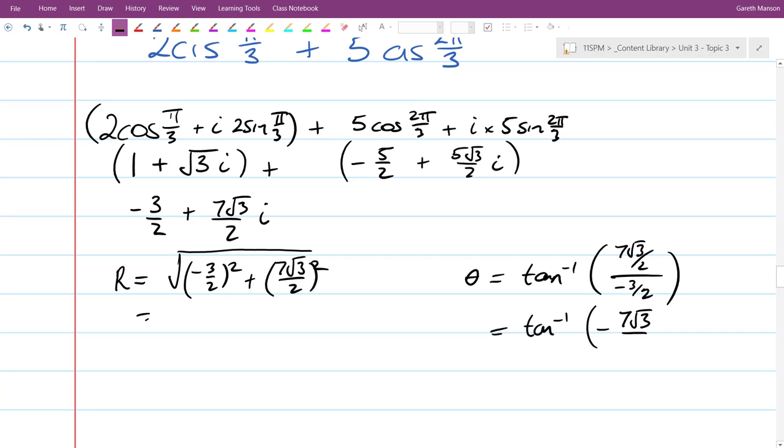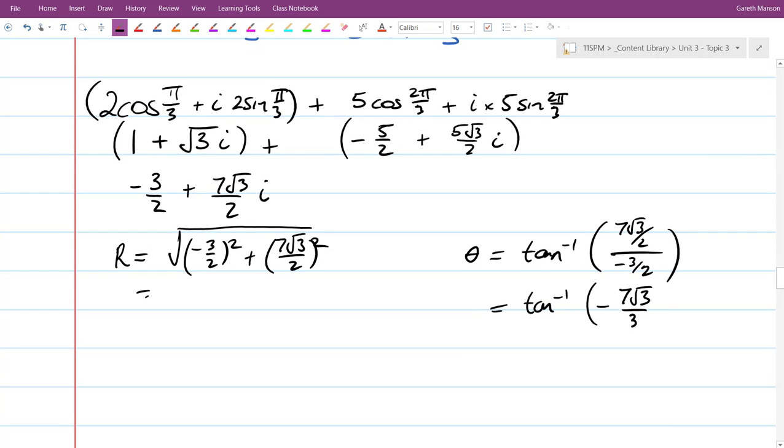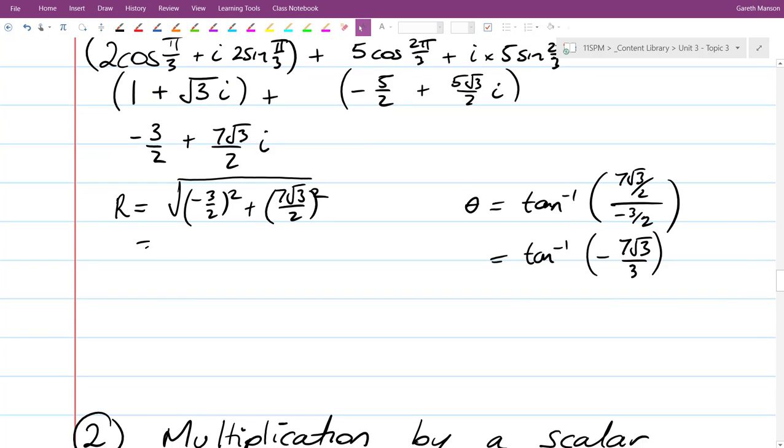I believe Harvey's on it, and Ozani's on it. We've got either of them. Which one? R is equal to the square root of what? 39. Okay, cool.